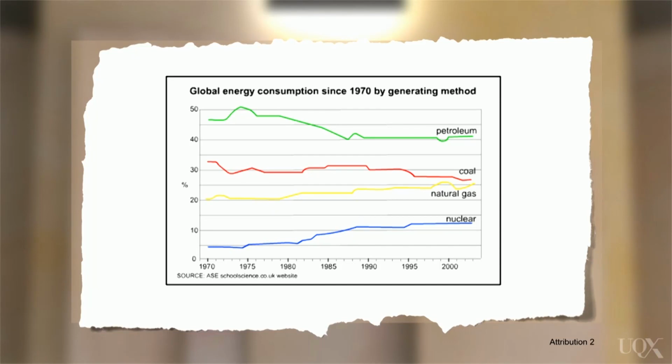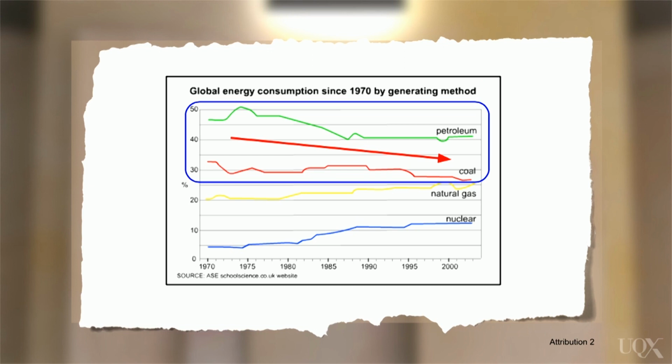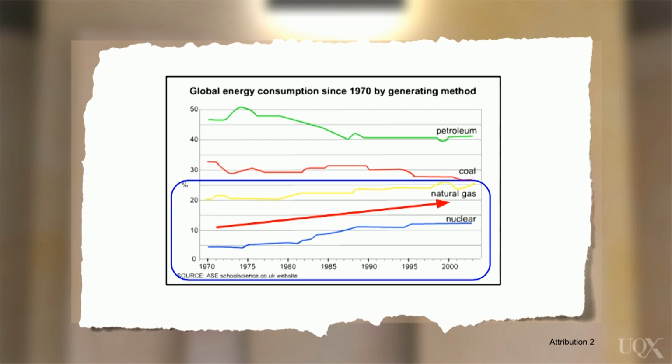As you can see, the graph shows global energy consumption since 1970 by generating method. When you are analysing the graph before you start writing, it is very important to identify the main trend or trends to include in your overview. So in this case, you can see that the use of petroleum and coal fell slightly over the period. On the other hand, there were slight increases in the use of natural gas and nuclear energy. So, our overview could be something like this.